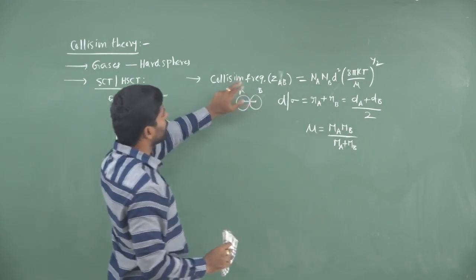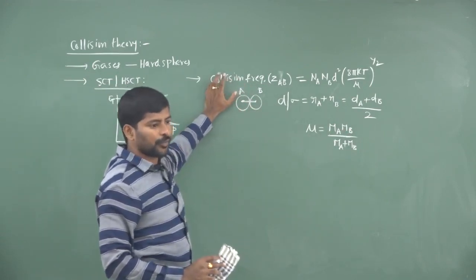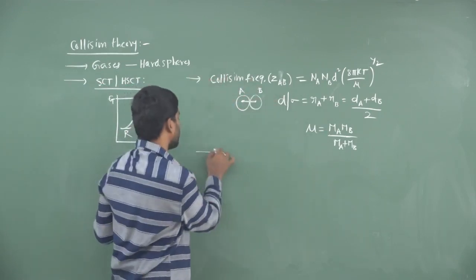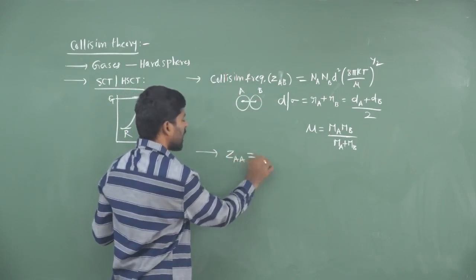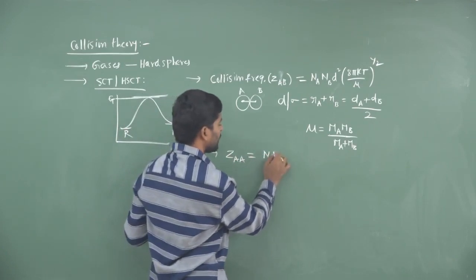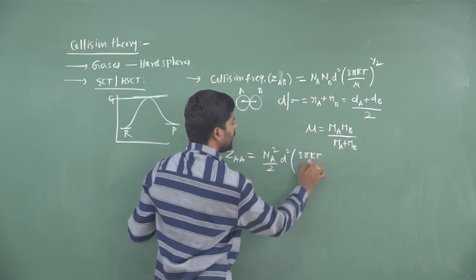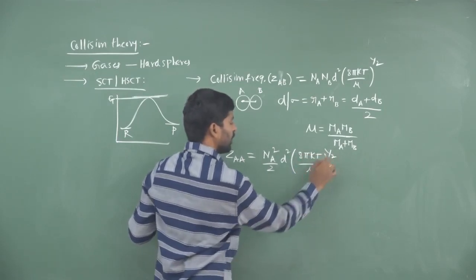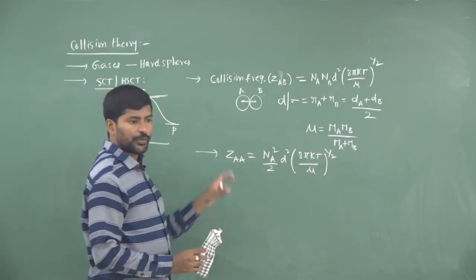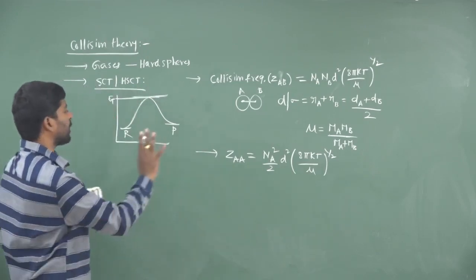So by using this, we can calculate how many collisions are occurring per unit time, per unit volume. If you take two same molecules, A and A, then it is given as Na square by 2 d square (8 pi kT by mu) whole power 1 by 2. This is the formula for collision frequency, the number of collisions occurring per unit time, per unit volume. This is the first condition.